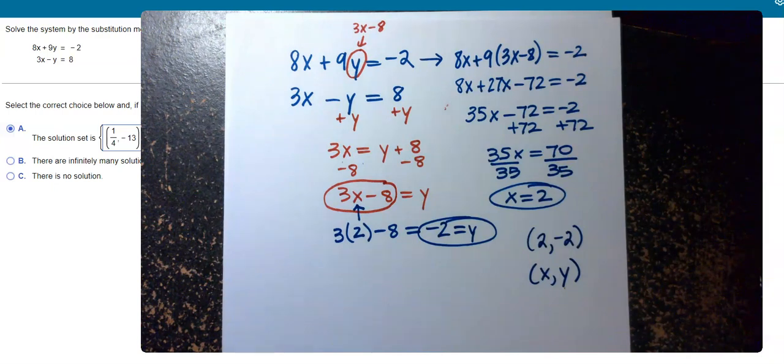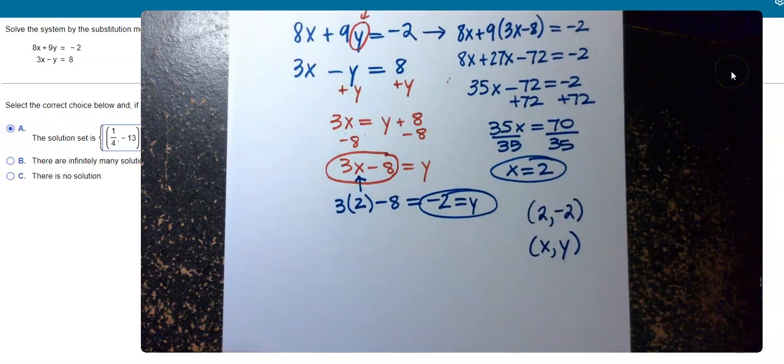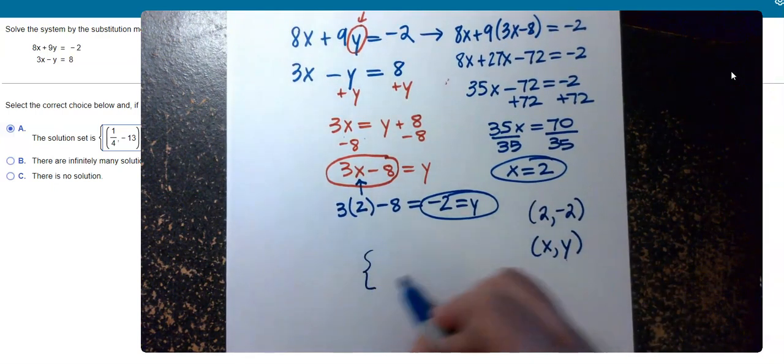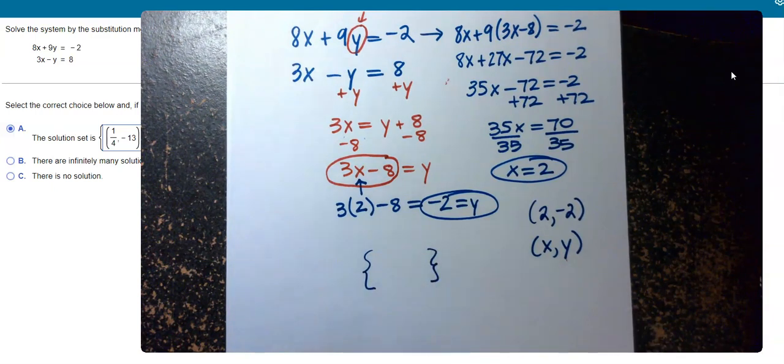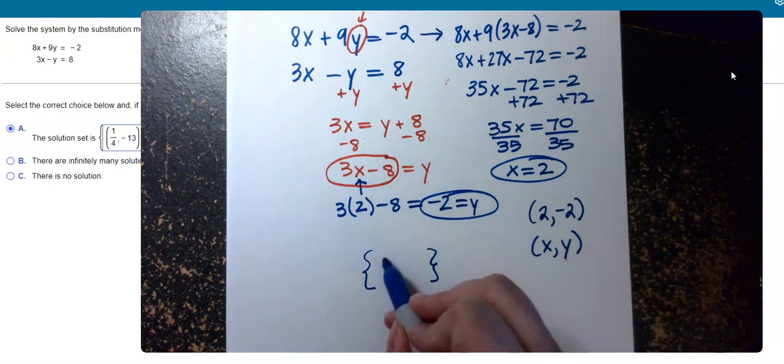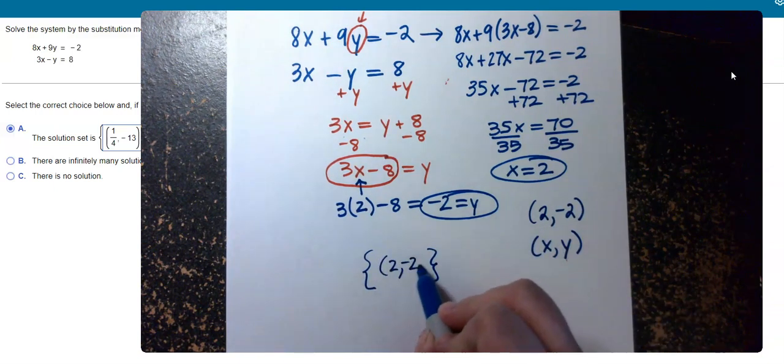So when I go to my solution set, the solution set is just going to have the set notation. So it's saying basically my solution is the set of these points, but there's only one of them, and that's 2, -2. That's how I need to type this in.